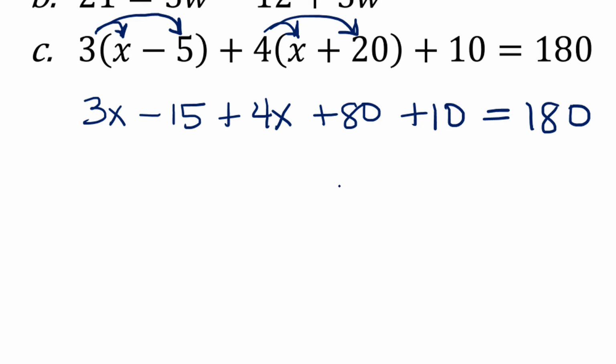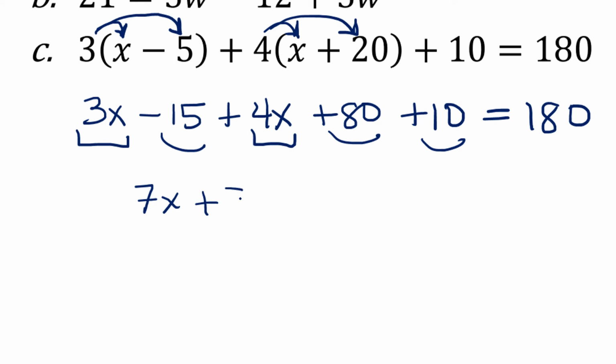Then we're going to combine like terms like we did in the previous problem. So 3x and 4x are like terms. If you have 3 x's and then add 4 more x's, you get 7 x's altogether. -15, +80, and 10 are also like terms. So we're going to get, let's see, -15 and 80 is going to be 65 plus 10 is going to be 75. So 7x plus 75 equals 180, copying the rest down. There's nothing to simplify on the right yet, so we just keep copying it down.